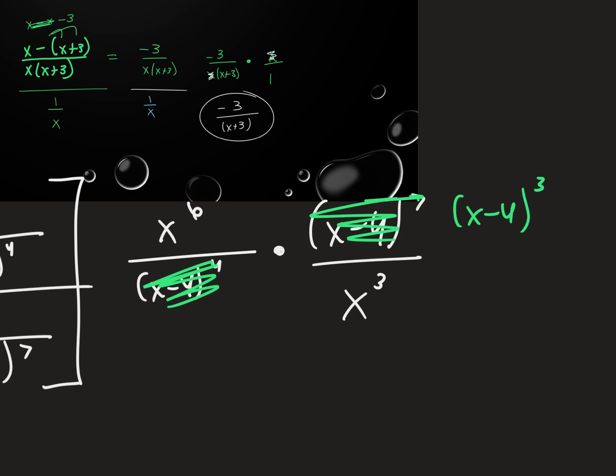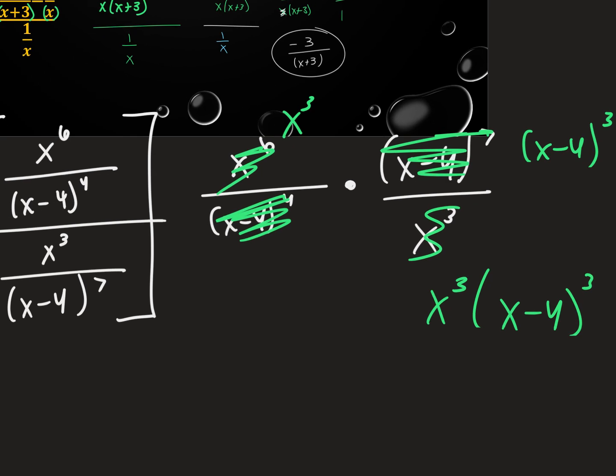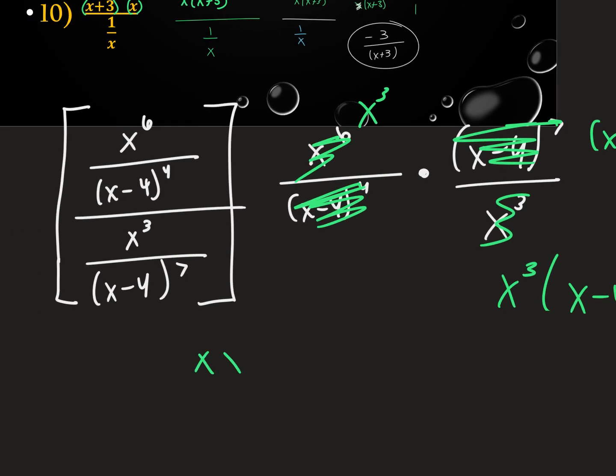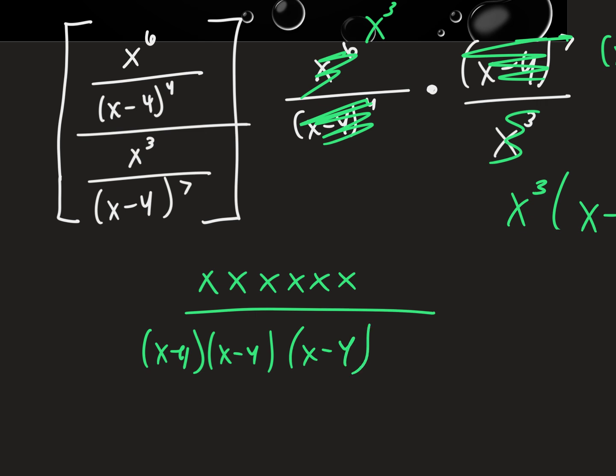What about my x's independently? I can take out 3 of them, so I'm left with 3 up here. So your answer here would be x cubed times x minus 4 cubed. That's all you have to do there. Look, let me show you, write it out. I have 6 x's, 1, 2, 3, 4, 5, 6. And on the bottom here, I have x minus 4, x minus 4, x minus 4, x minus 4, right?